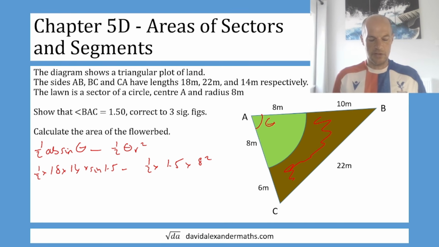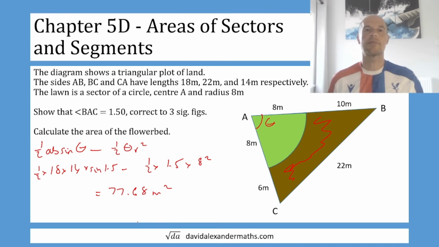There we go. So grab the calculator: 0.5 times 18 times 14 multiplied by the sine of 1.5, subtract 0.5 times 1.5 times, I'll just put in 64 there, and we are getting our answer, which is 77.68 square metres, to 2 decimal places. There we go. So that is the area of the flower bed. A lot of it's just problem solving. Sometimes we're going to be using the cosine rule and the sine rule as well. There we go. Not too bad.